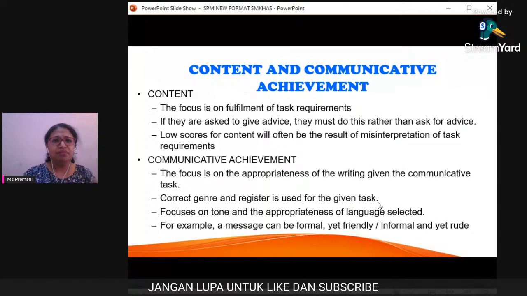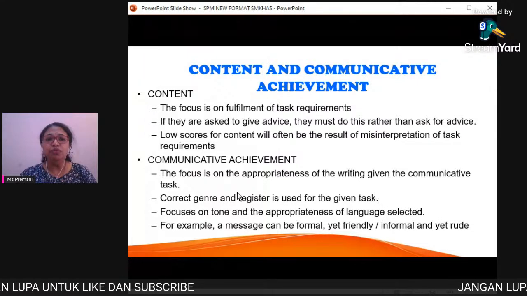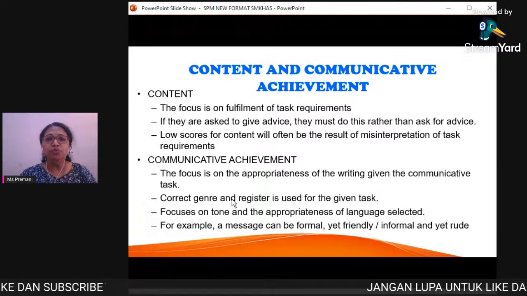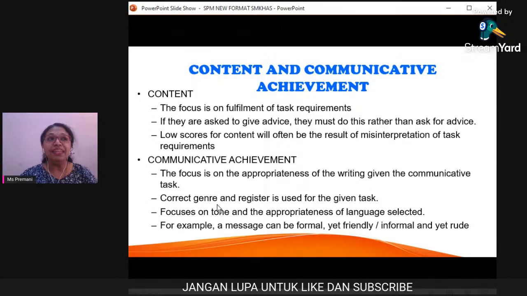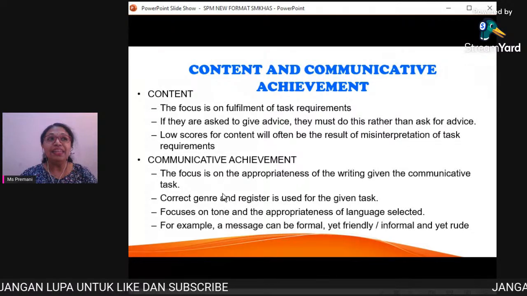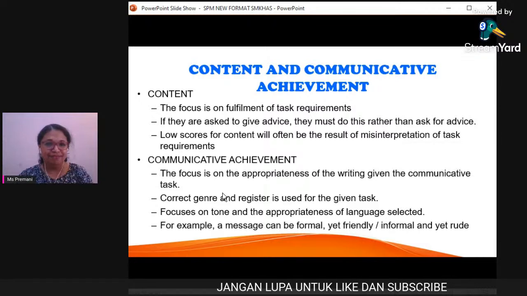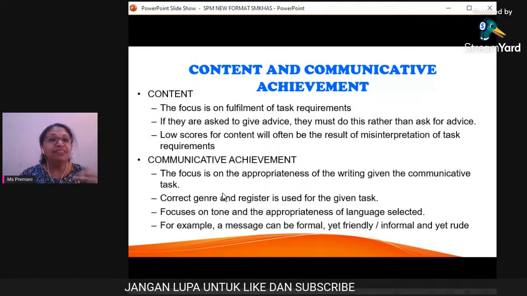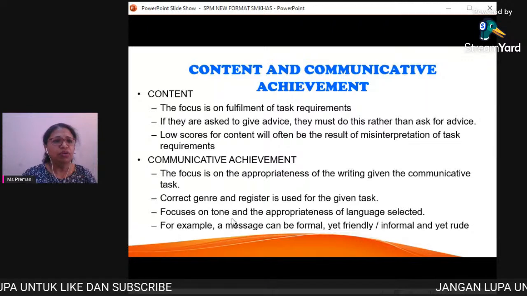Okay, correct genre and register is used for the given task. So this is what I meant just now. Don't say, "Furthermore, you can do self revision daily to improve." Don't put furthermore, but put in a very different register, like, "Another way that could help you to improve is always complete your homework in time." Can you see that? It sounds like advice. If you say furthermore, you can complete in time, it sounds very direct. All right.